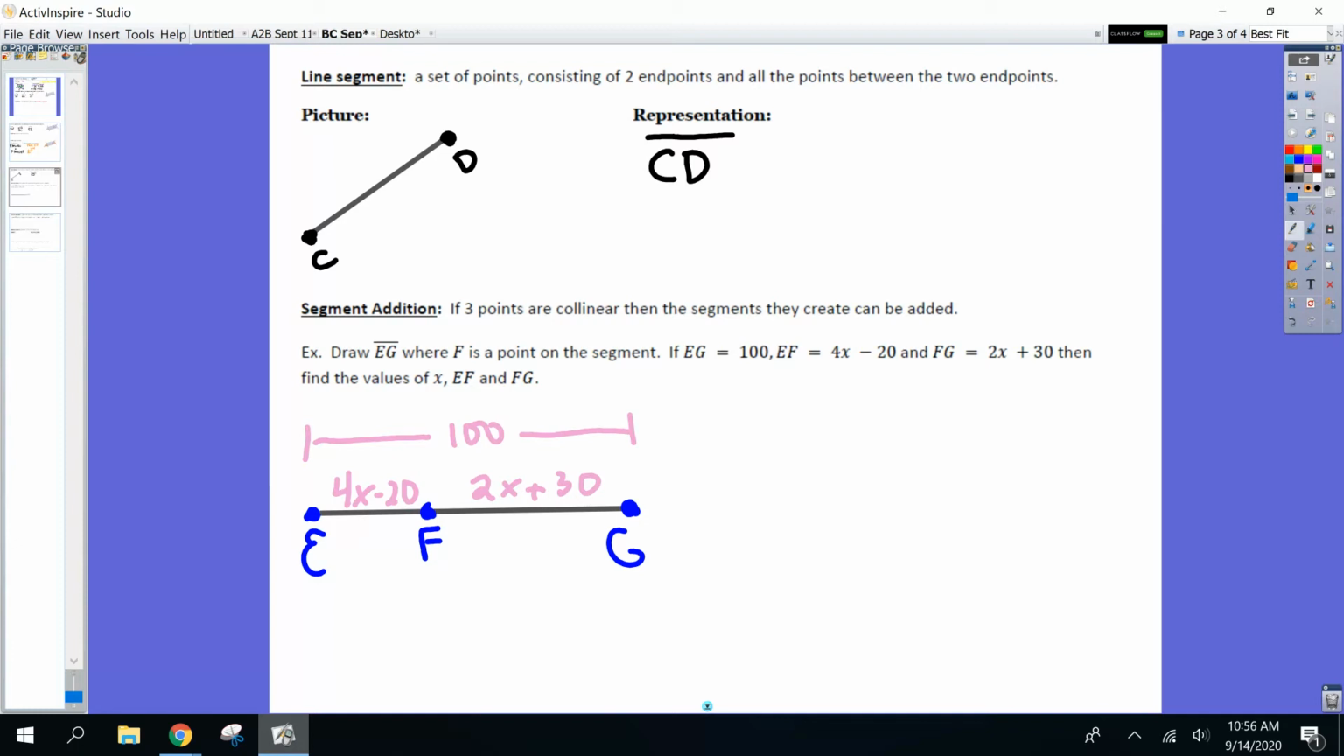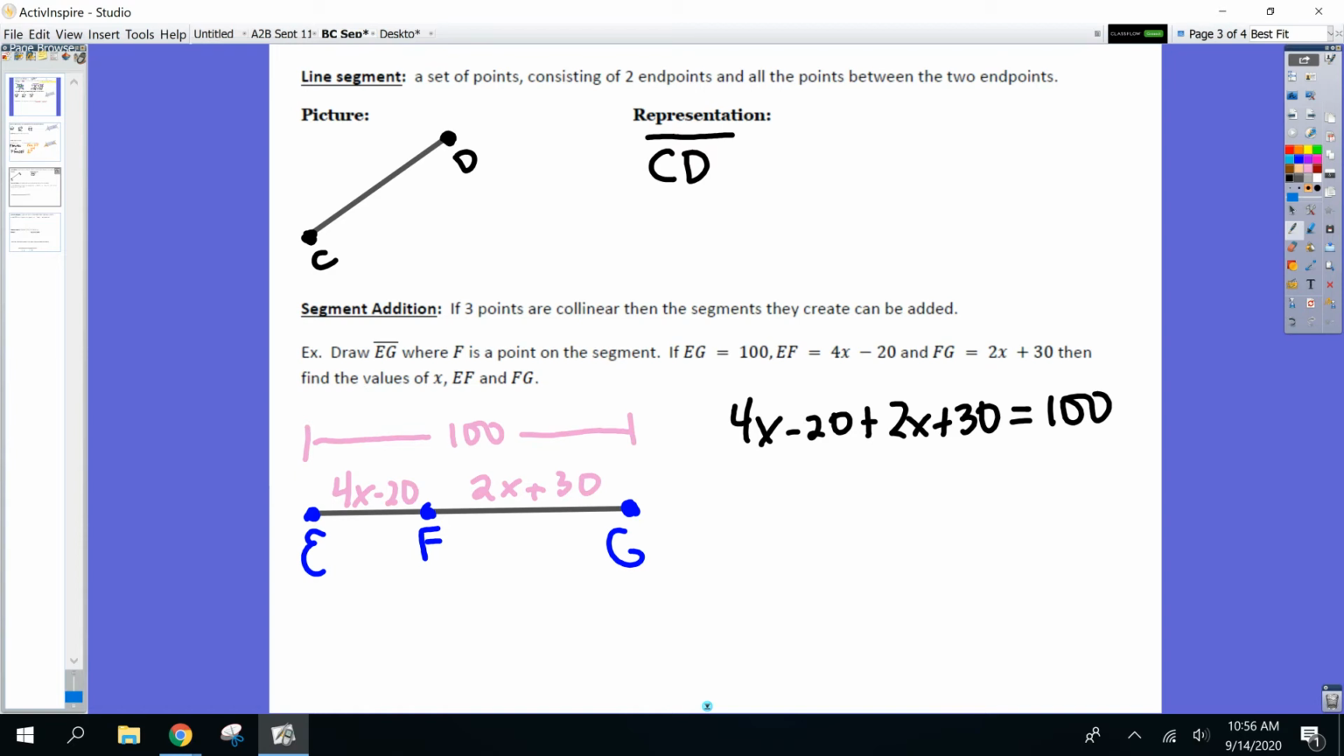Does it say so, right? So you should not be setting these two equal to each other. That's not my equation. What should my equation be to solve for x? 4x minus 20 plus 2x plus 30 equals 100. There you go. I'm going to add the 2 segments up and set it equal to its total length, which is 100. And like I said earlier, now your algebra skills take over.